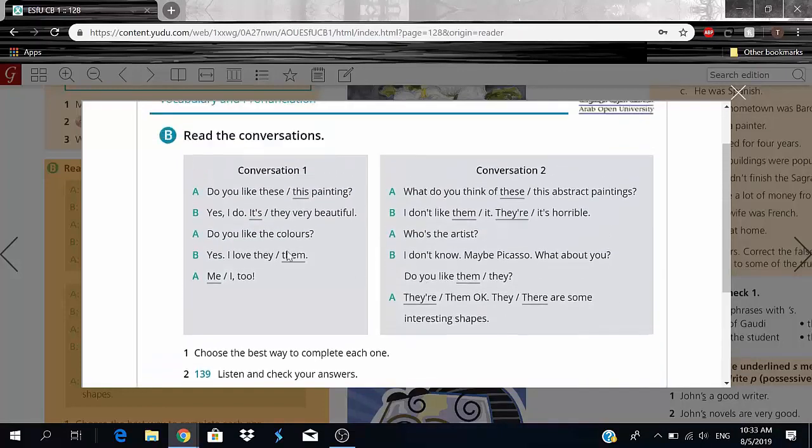Conversation 1. Do you like this painting? Yes, I do. It's very beautiful. Do you like the colours? Yes, I love them. Me too.